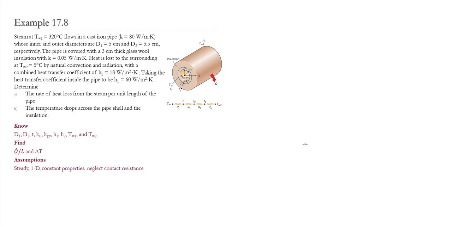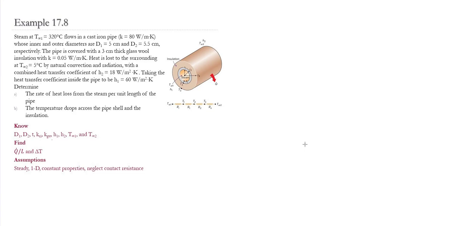Example 17.8. In this example, steam is flowing inside of a cast iron pipe at a temperature of 320 Celsius. The pipe has a thermal conductivity of 80 watts per meter Kelvin and an inner and outer diameter of 5 and 5.5 centimeters respectively. The pipe is covered by a 3 centimeter thick glass wool insulation whose thermal conductivity is 0.05 watts per meter per Kelvin.